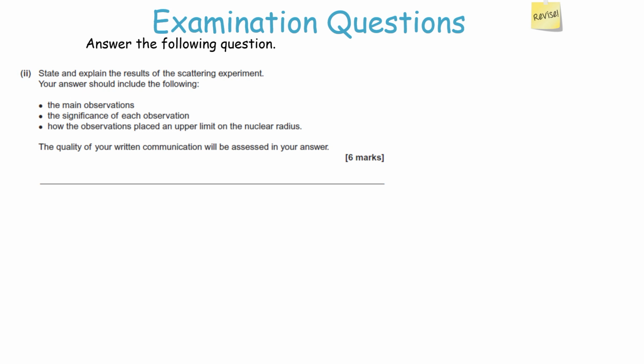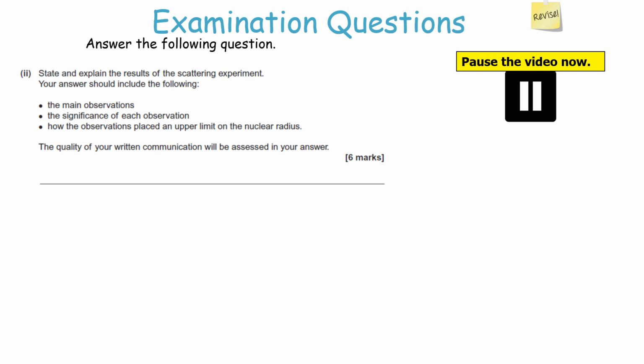Let's have a look at the next question. State and explain the results of the scattering experiment, including the main observations, the significance of each observation, and then explain how the observations place an upper limit on the nuclear radius. So pause the video now, then unpause the video when you want to go through your answer.